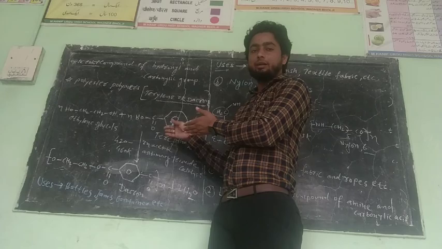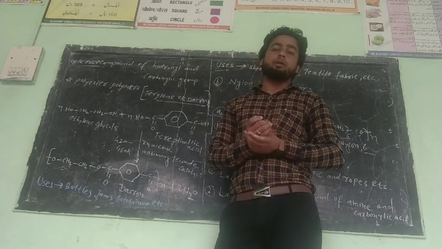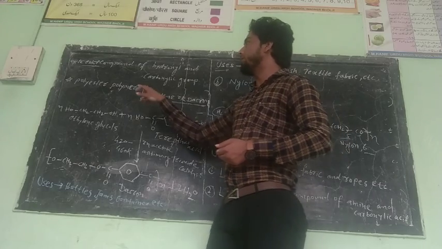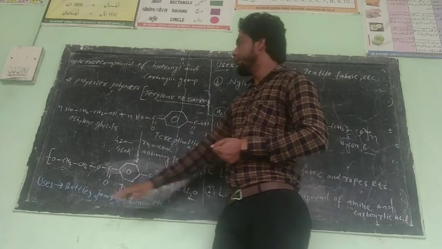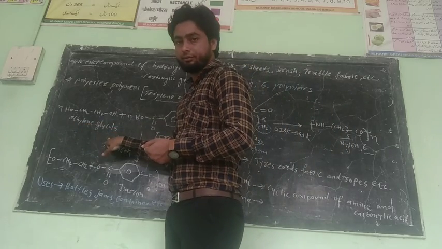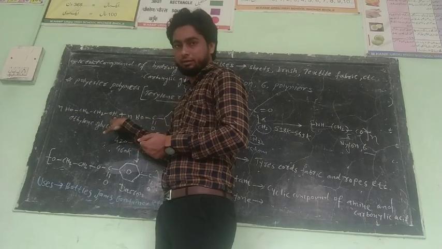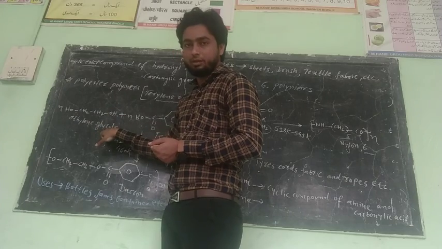Because if you prepare different types of polymer, two different monomers are used and a small molecule like a water molecule is lost. Clear? So now, how to prepare this polyester polymer? Ethylene glycol, formula OH CH2CH2OH, is one monomer.